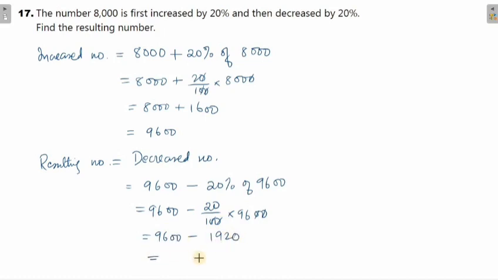So 0 minus 0 is 0. 10 minus 2 is 8. So we have 5 here. So 15 minus 9 is 6. We have got 8 here. So 8 minus 1 is 7. So this will be my resulting number. Okay. So you may pause the video and note down your solution.